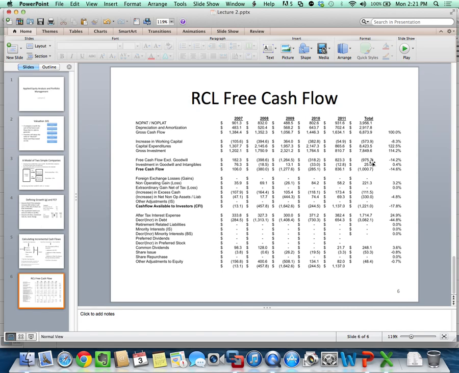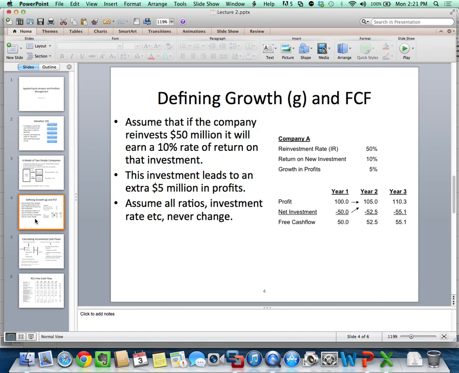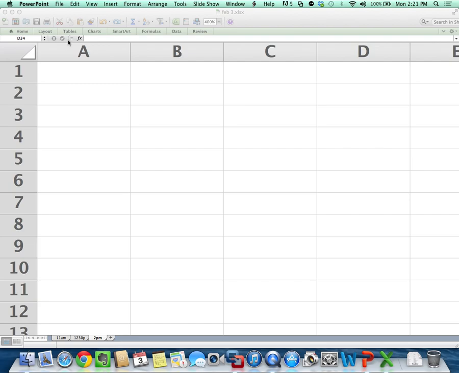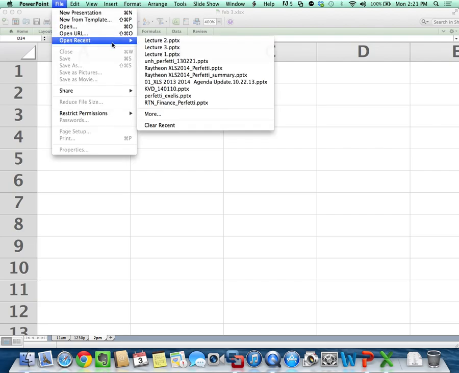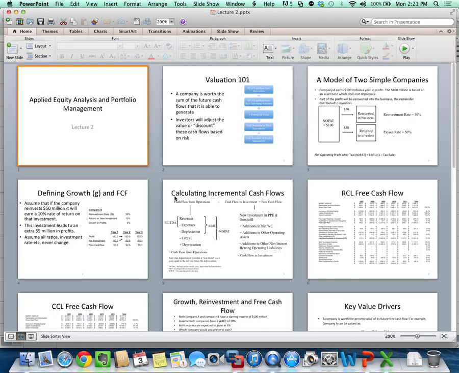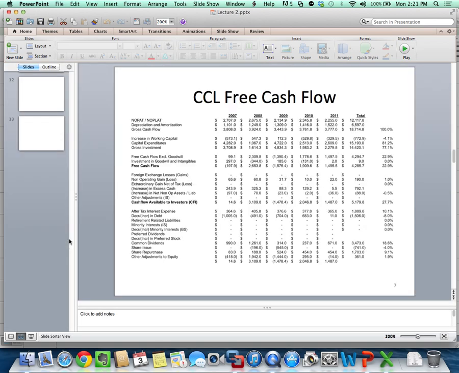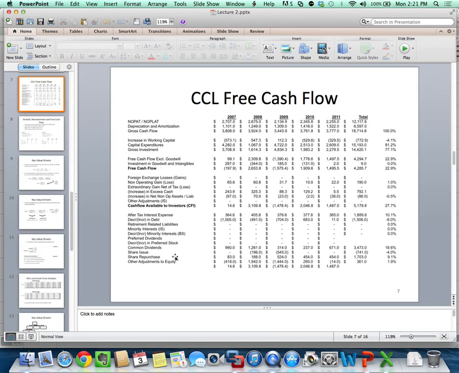Everybody with me? All right. Carnival. Here's Carnival Cruise Lines. Again, same process. Where'd Carnival go? That's weird. Here's Carnival. I accidentally deleted the rest of the module there. Here's Carnival, same 5-year period.